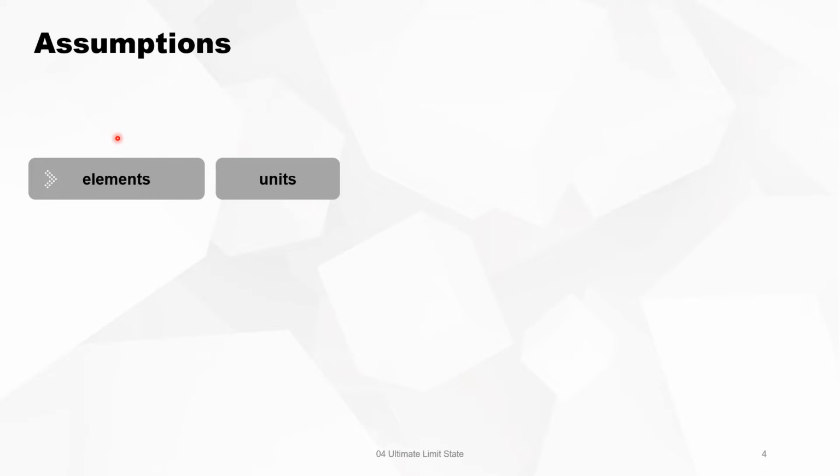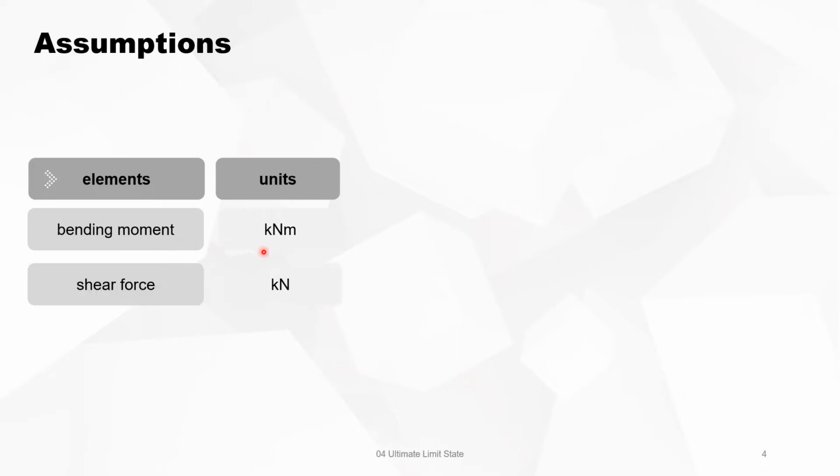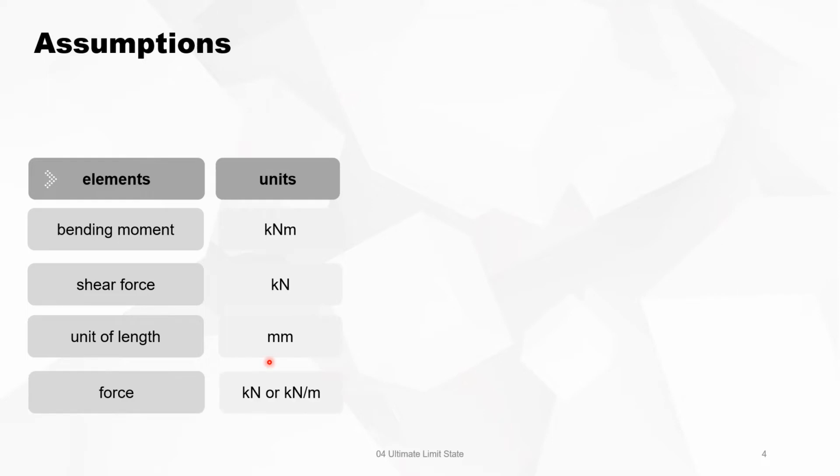We will look at elements and at the units that we are going to use for the elements. During the course, we will not always specify the units because we are assuming that the units are fixed. For a bending moment, the units are always kilonewton meter. For shear force, it will always be kilonewton. And the unit of length will be millimeter. And a force can be in kilonewton or in uniform distributed load, it will be kilonewton per meter.